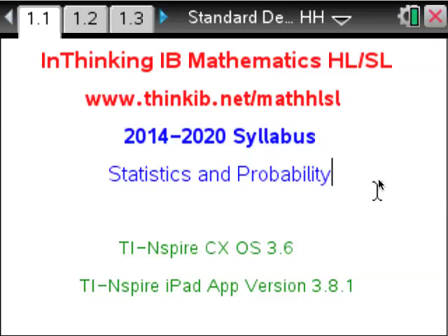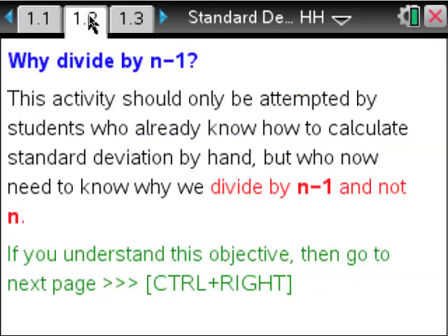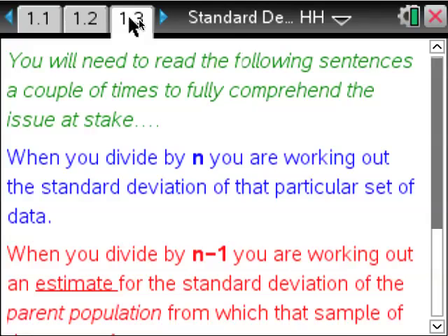This document is linked to the Statistics and Probability topic of the IB Maths course, and it's particularly looking at when you're working out the standard deviation, when you're trying to estimate from a sample the standard deviation of the parent population, you divide by n minus 1 and not possibly the more intuitive dividing by n. It goes on to explain what the whole task is and why you might be estimating a parent population.